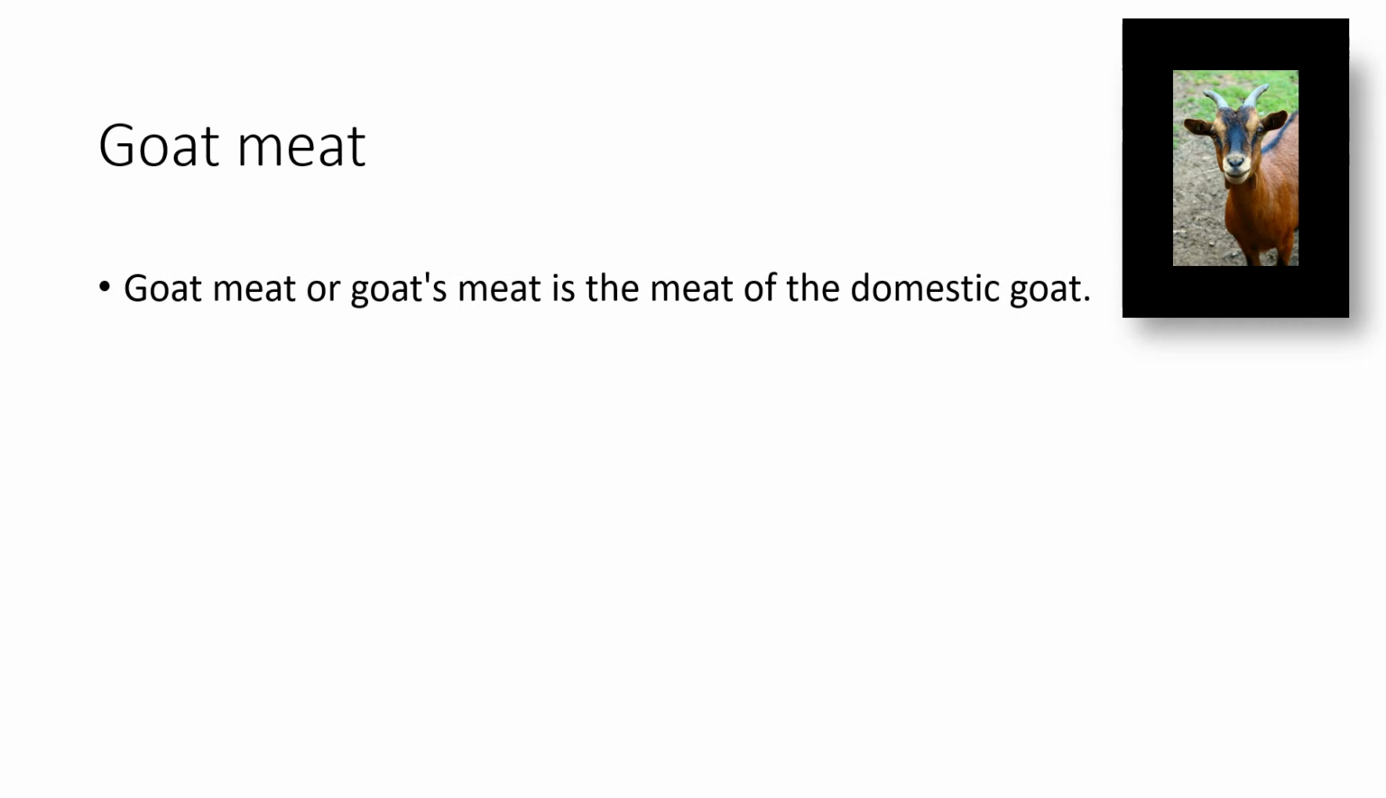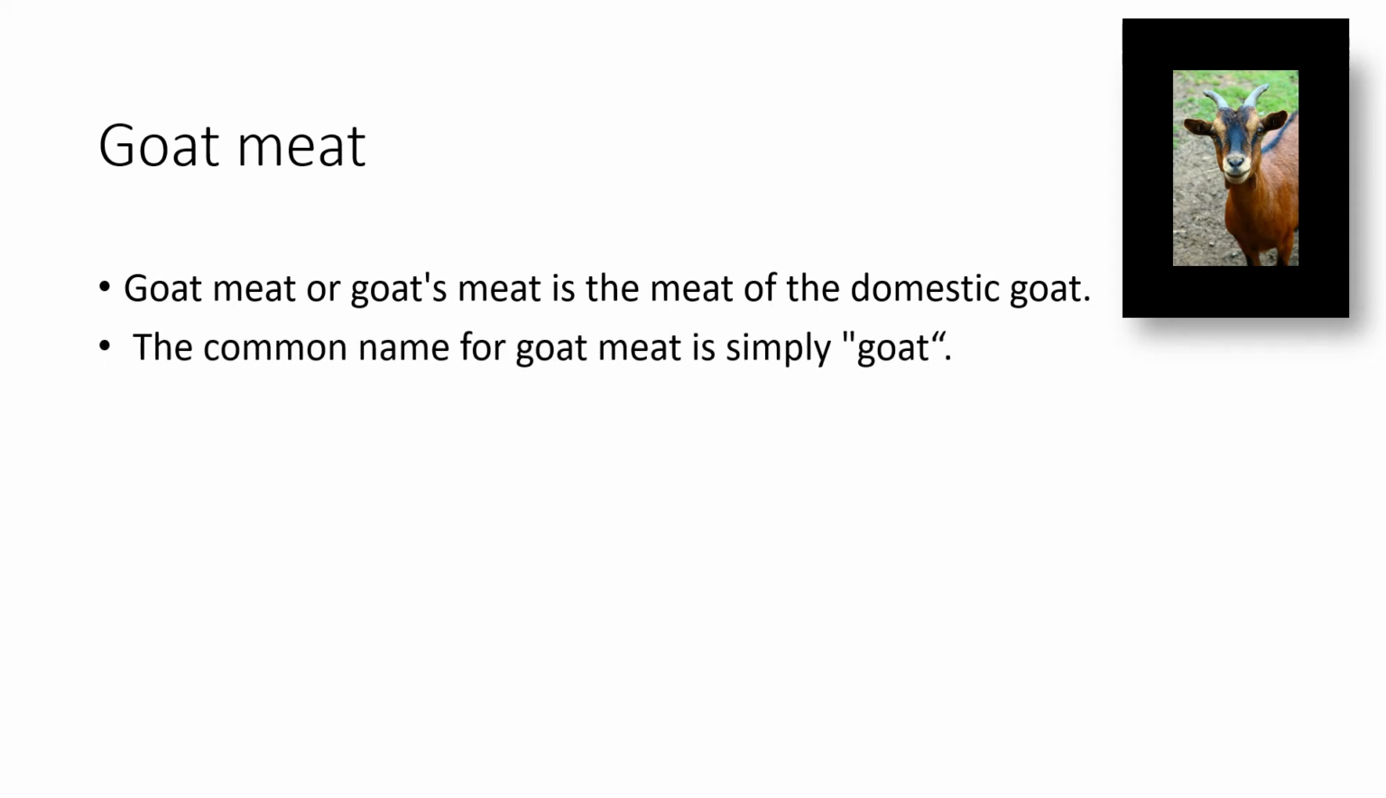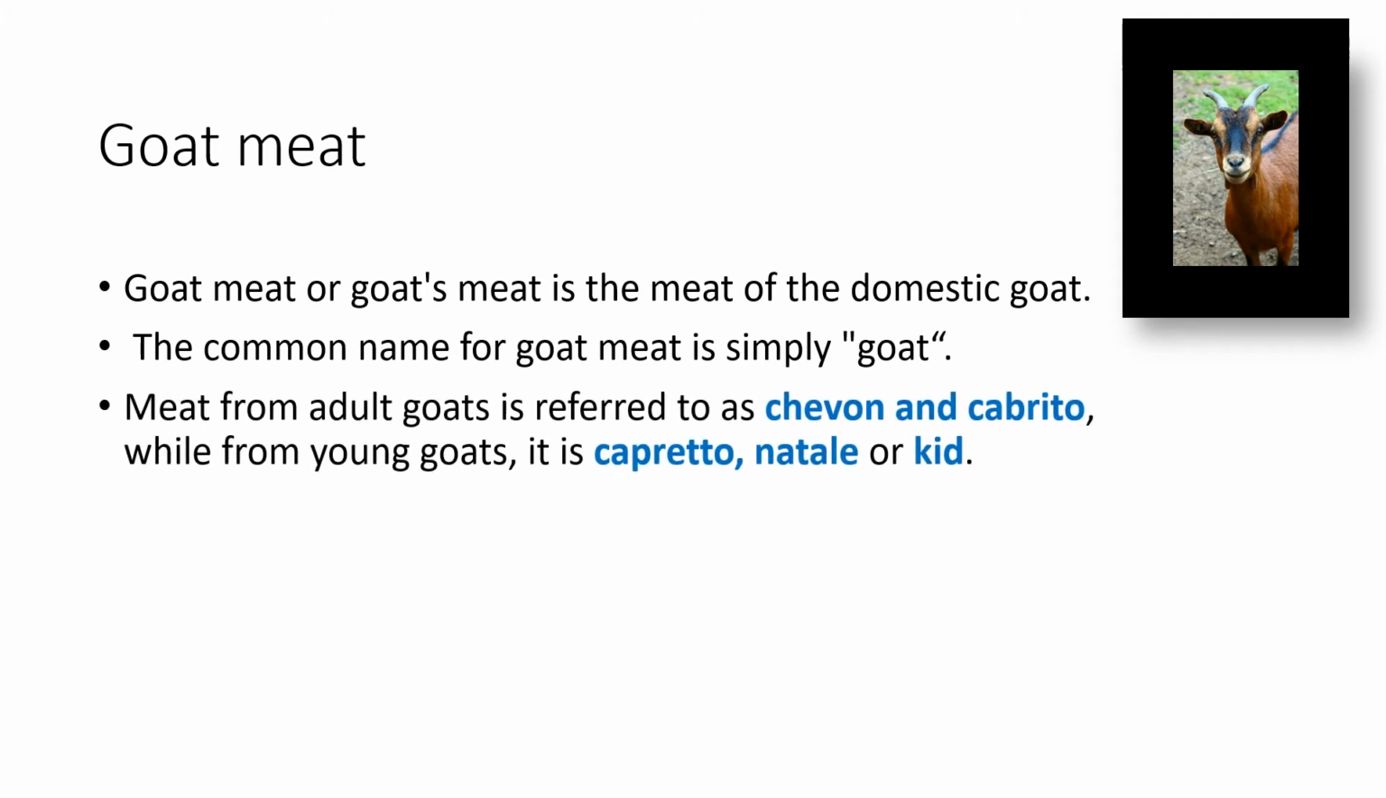And goat meat. Goat meat is goat meat. It is not the same as mutton. Goat meat is the meat of domestic goats. So what we call patha or khasi would worldwide be called goat meat. The common name for goat meat is simply goat. Meat from adult goat is typically referred to as chevon or cabrito, while from young goats it's called capretto or natale or kid. So chevon and kid is something you can remember. Chevon and kid.